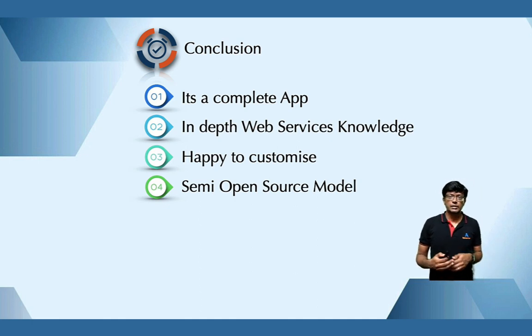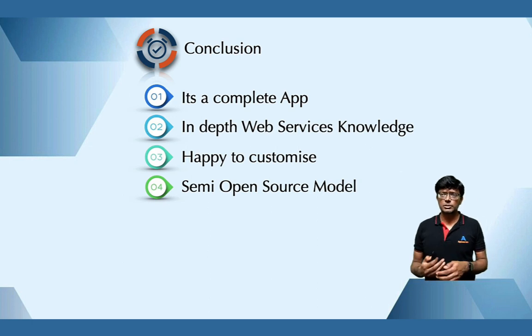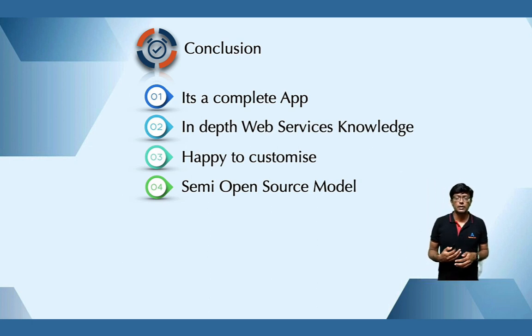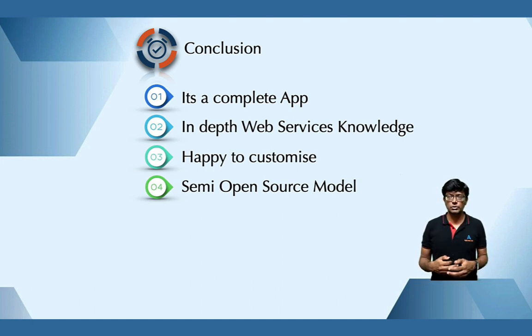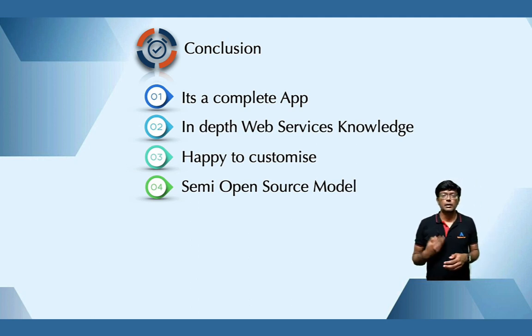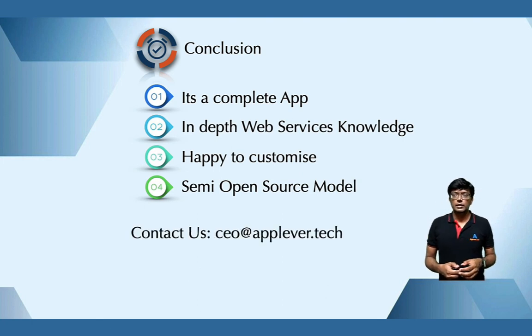In fact, this app itself is a demonstration of our capability to develop an app for ENOVIA. We are a semi-open source model. What it means is, if you want to see our code, we are open to sending you the code or opening up the source code of the app to your organization. You can also contribute if you want to. That's what we call semi-open source. On demand, we are ready to collaborate and contribute with any organization. And you can contact us at this email ID, ceo@appliver.tech.